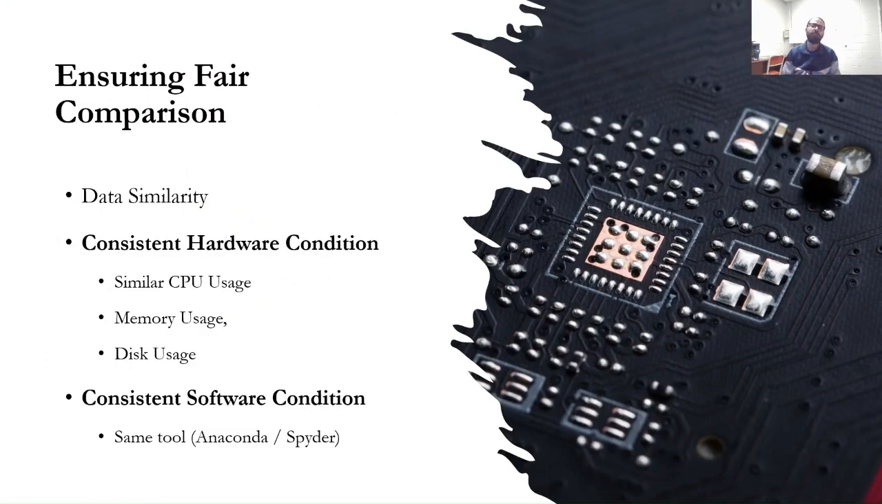While we want to ensure a fair comparison between TensorFlow and PyTorch models, we are focusing on the following things. First of all, while we build models on both TensorFlow and PyTorch, we're using the same data, and the comparison will be made across the same data only. When we build and test models, we are keeping consistent conditions for both hardware and software. In case of software, we're using Anaconda for everything, the Anaconda environment and Spyder. And for consistent hardware conditions, we're trying to maintain similar CPU usage, memory usage, and disk usage while we do that.